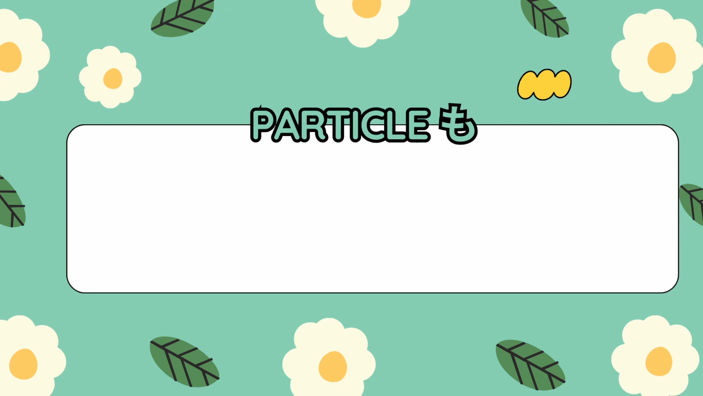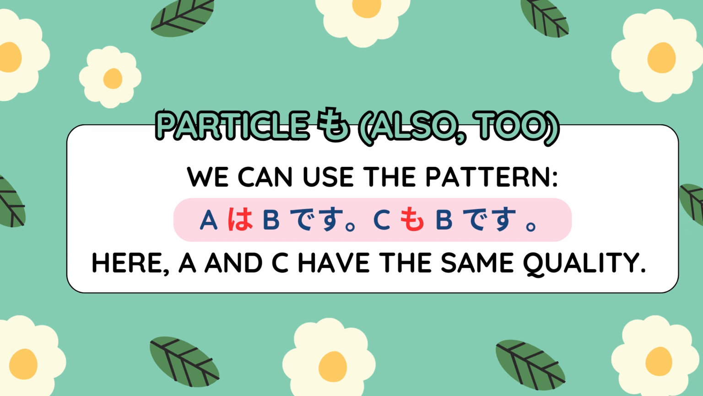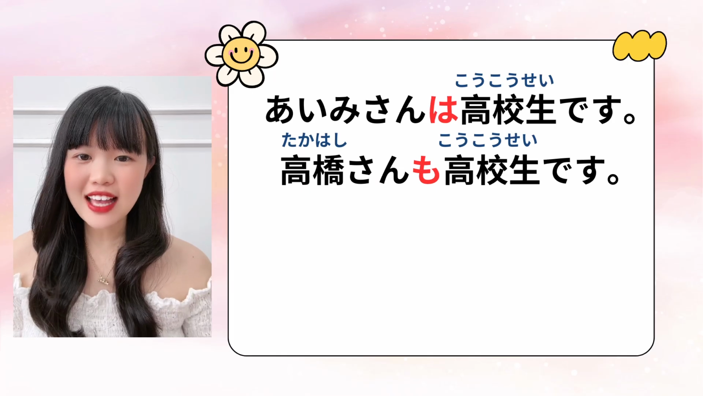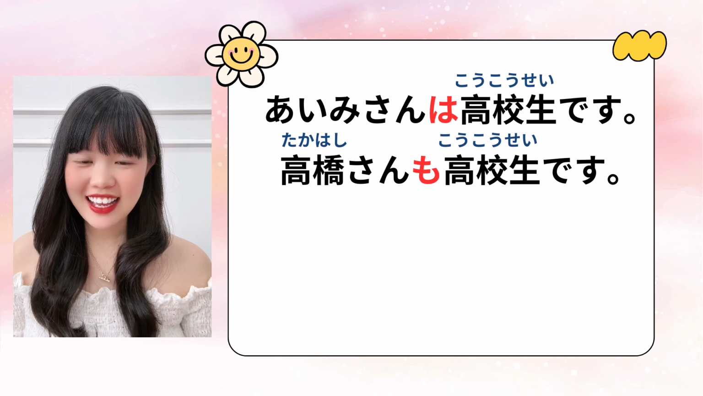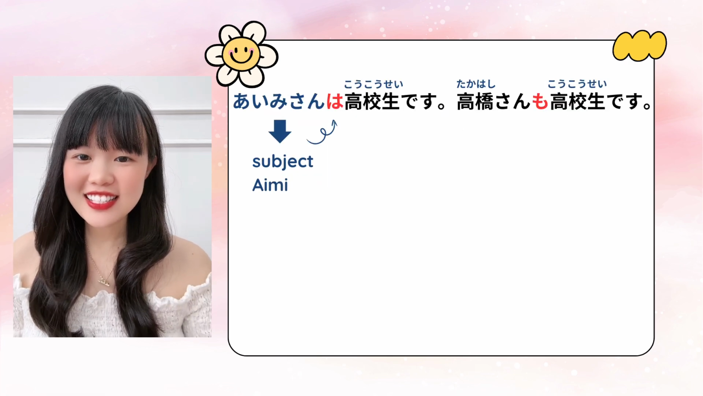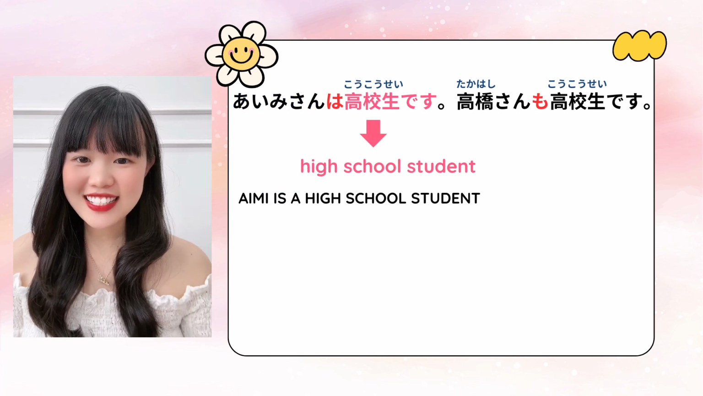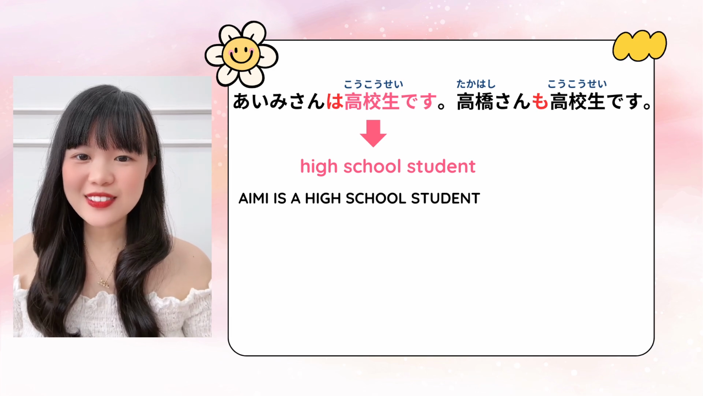The next particle we are going to learn is mo. It means also or too. We can use the pattern A wa B desu, C mo B desu. Here, A and C have the same quality. Aimi-san wa gogosei desu. Takahashi-san mo gogosei desu. In the first sentence, before the particle wa is Aimi-san. So, Aimi-san is the subject, and she is gogosei, high school student.